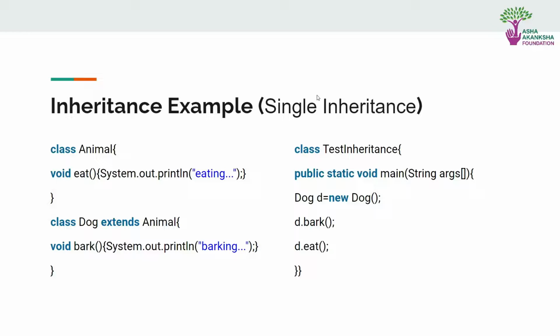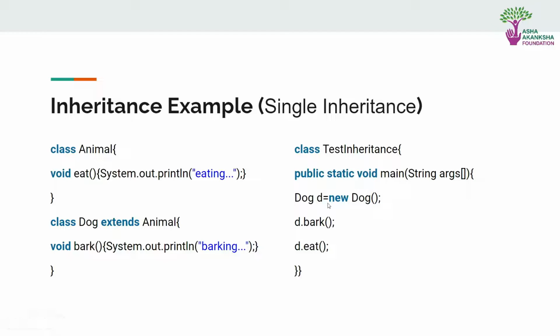So first is the single inheritance. This is an example. Here we are making an animal class, and in the animal class we are declaring the function eat, and we are simply printing out eating. And then we make another class called dog, and this is the syntax for how to do inheritance. We make the child class and add the keyword extends followed by the name of the parent class which we want to inherit. So here we want to inherit the animal class, so class dog extends animal, and then we can have some methods of the class dog itself. So we are adding a method for barking.